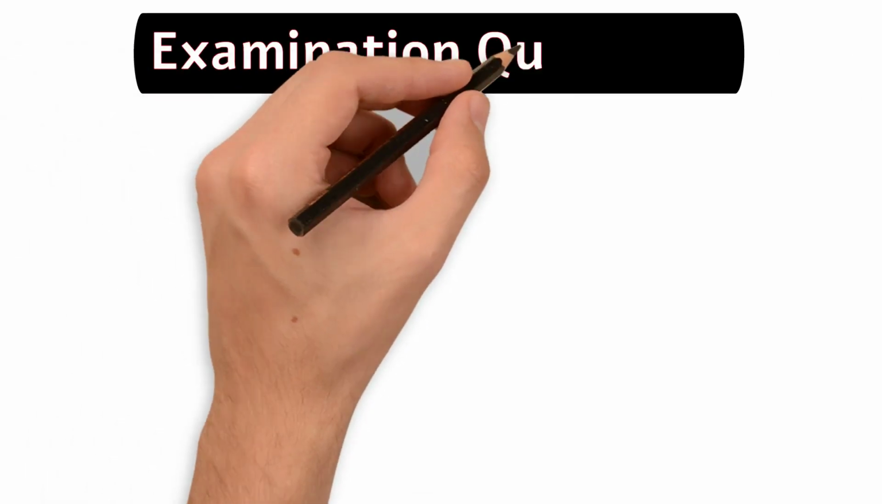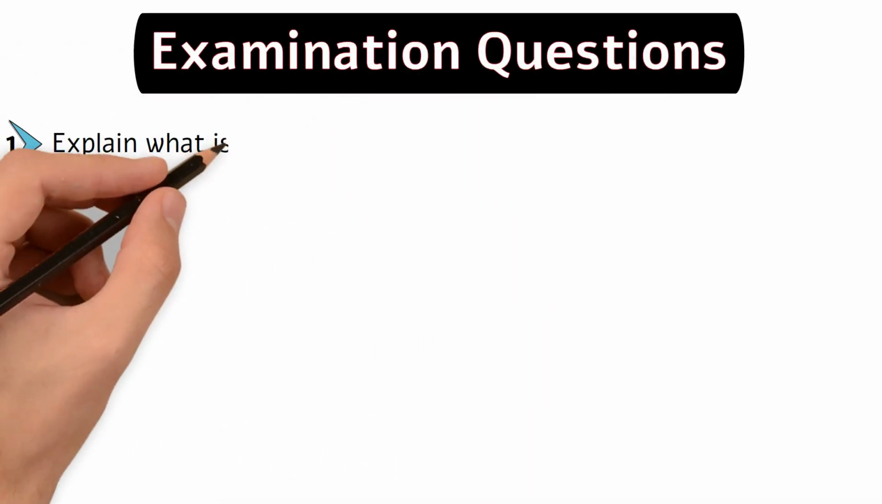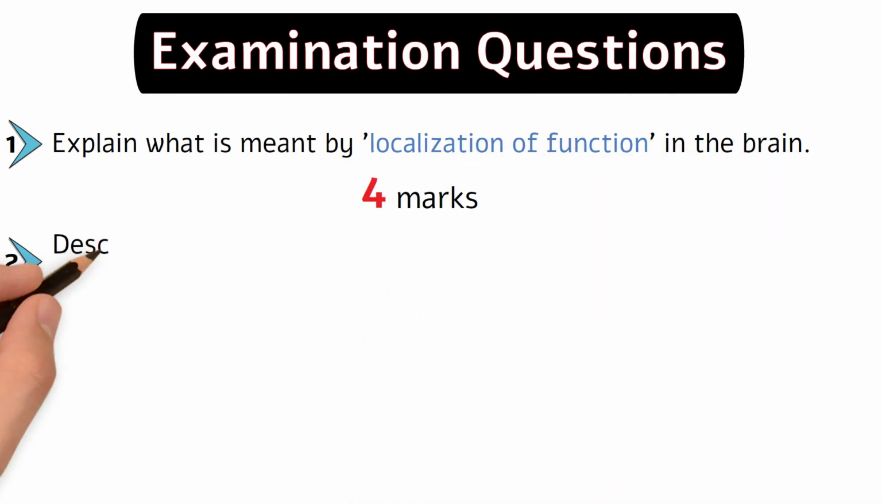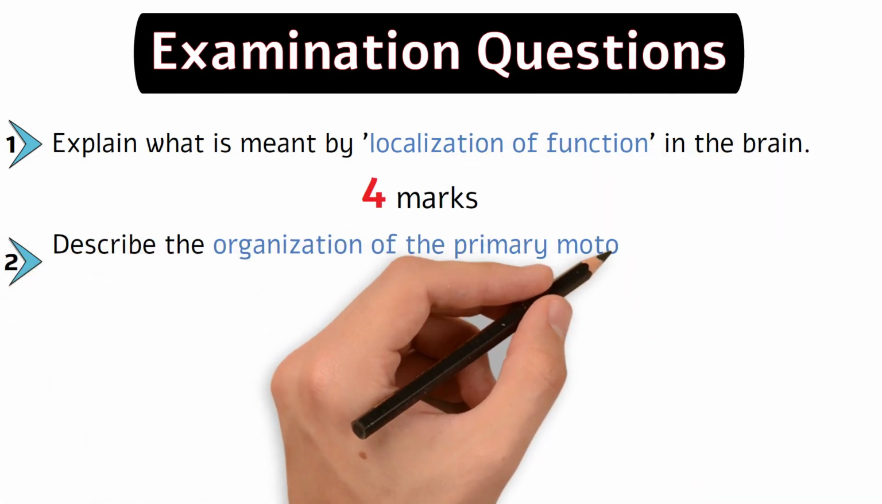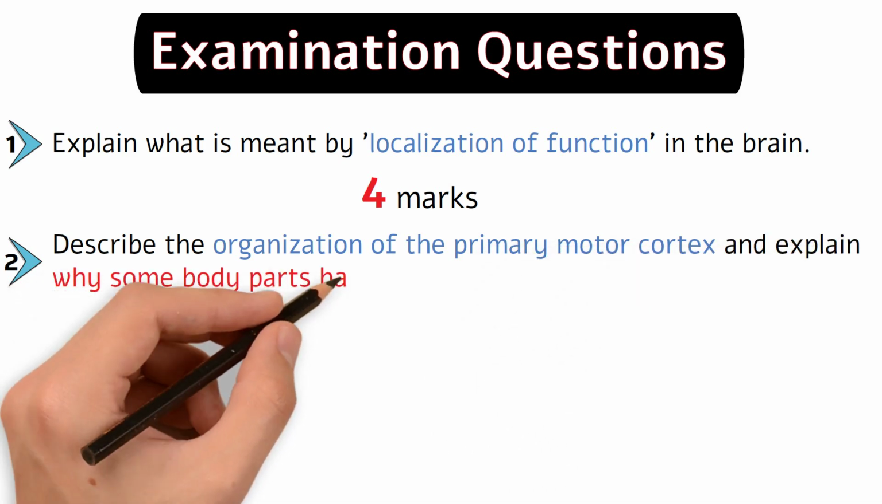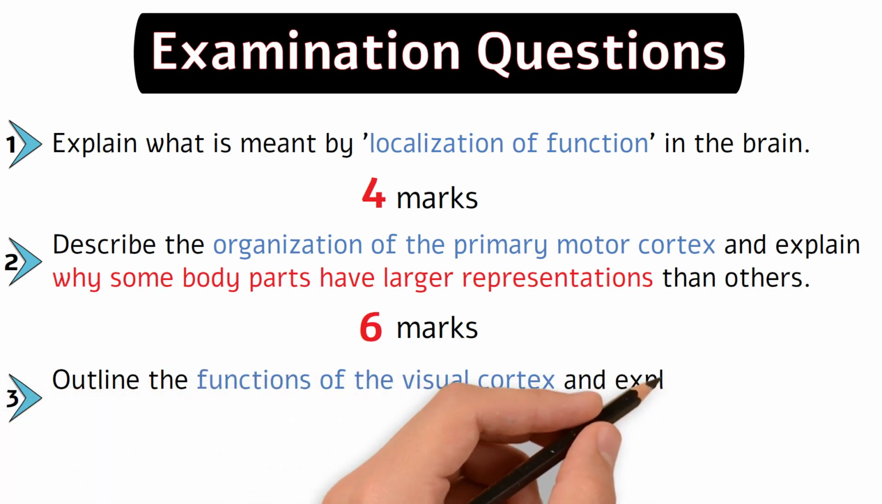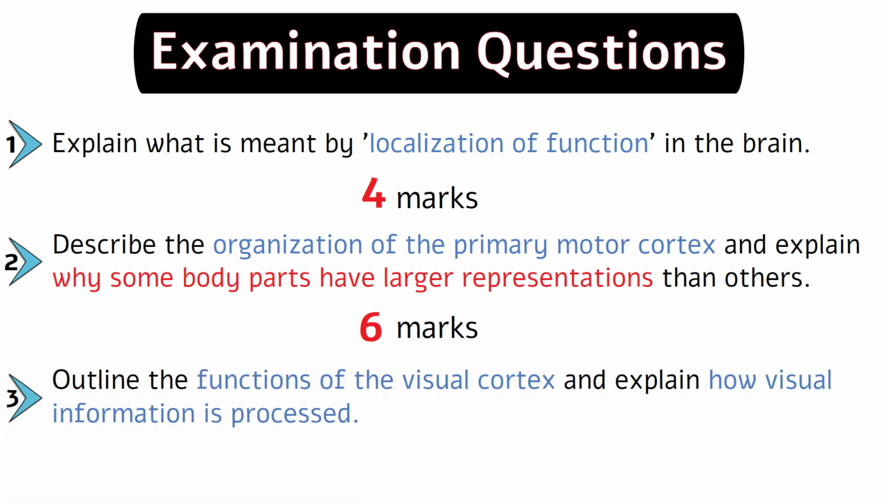Examination questions. 1. Explain what is meant by localization of function in the brain. 2. Describe the organization of the primary motor cortex and explain why some body parts have larger representations than others. 3. Outline the functions of the visual cortex and explain how visual information is processed.